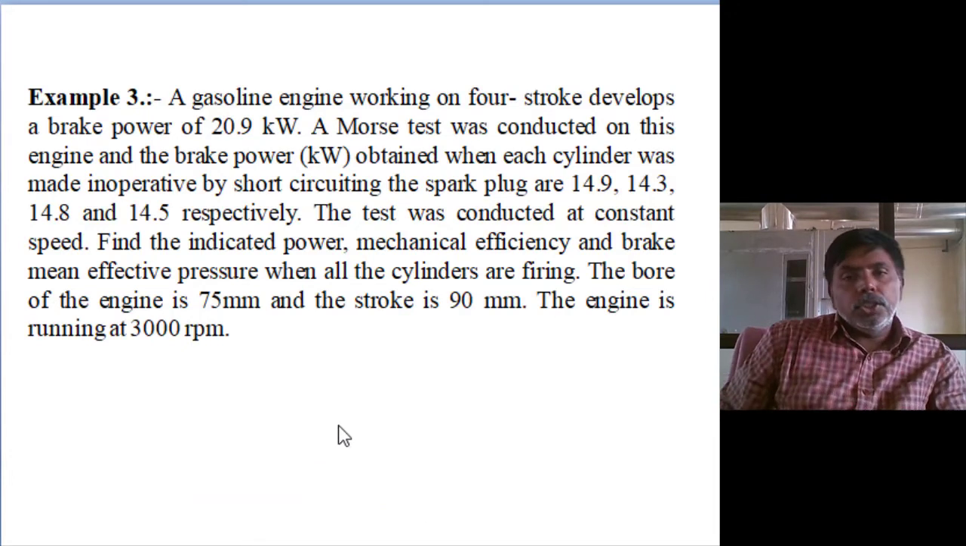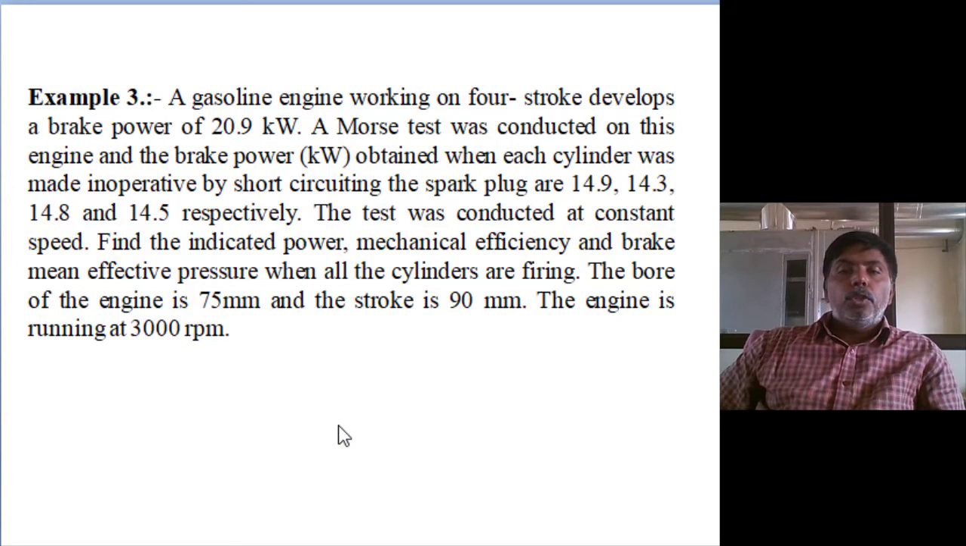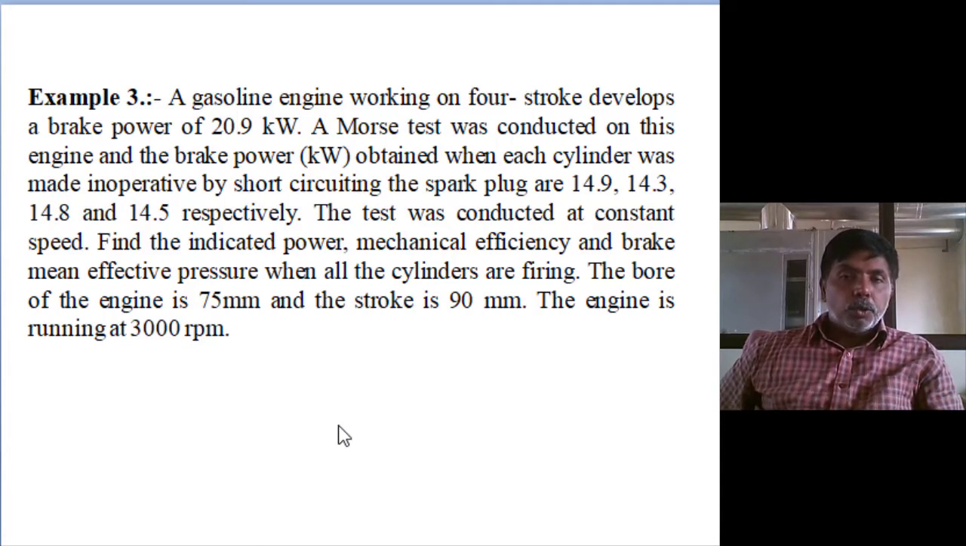Here a gasoline engine working on 4-stroke develops a brake power of 20.9 kilowatt. A Morse test was conducted on this engine, and the brake power obtained when each cylinder was made inoperative by short circuiting the spark plug are 14.9, 14.3, 14.8 and 14.5 respectively.